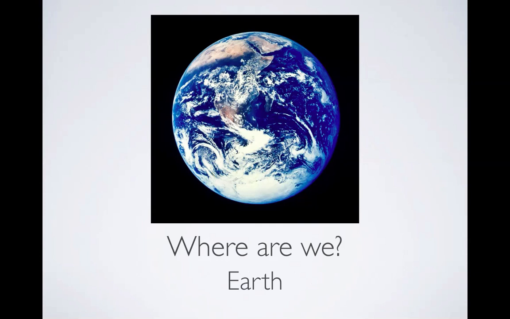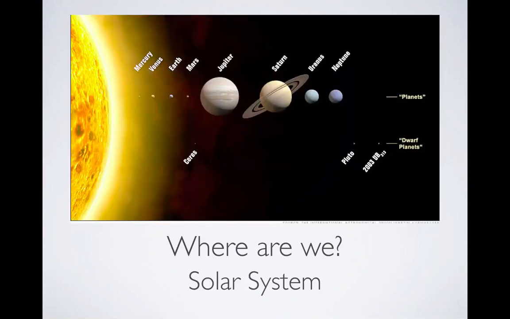So the blue is where the water is. There's Madagascar, the island off the coast of Africa. White through here, this is all clouds. And you can start to see some other islands and whatnot around here. So if we zoom further out from Earth, we get to our solar system.